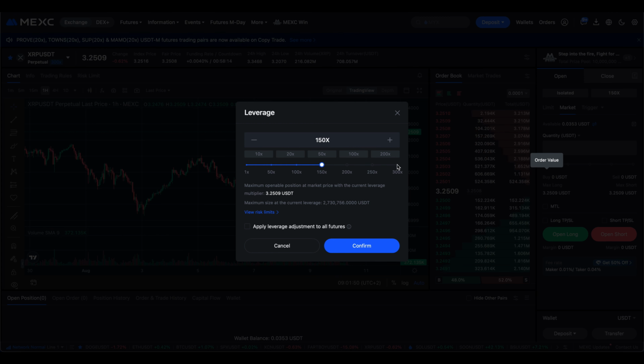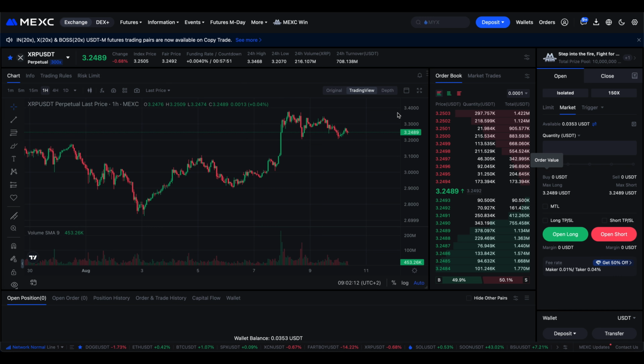You can go all the way up to 300. I don't do that because there's almost no room for error. If I take a 300x on a $50 scalp, the market just needs to move a quarter of a cent, half a cent in the wrong direction, and you'll get liquidated straight away. Whereas my 150x is high risk, but it's not as risky as the 300x. And MEXC is one of the few exchanges that allows you to trade with this amount of leverage.